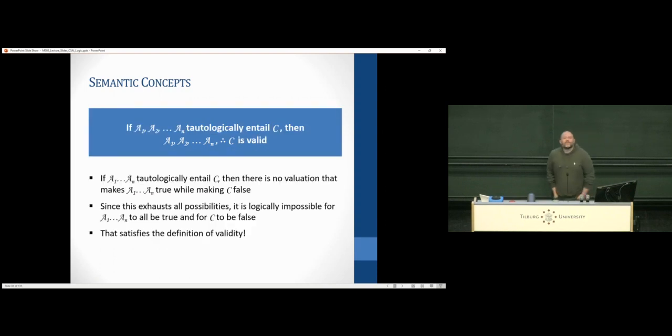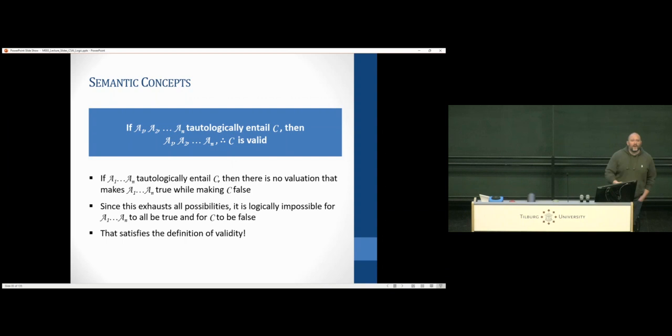If A1 through AN tautologically entails C, then the corresponding argument where we take A1 through AN as premises and we take C as the conclusion, and this little three dots is just a way to say therefore, to indicate that C is the conclusion, then that argument is going to be valid. Put another way, tautological entailment entails validity.